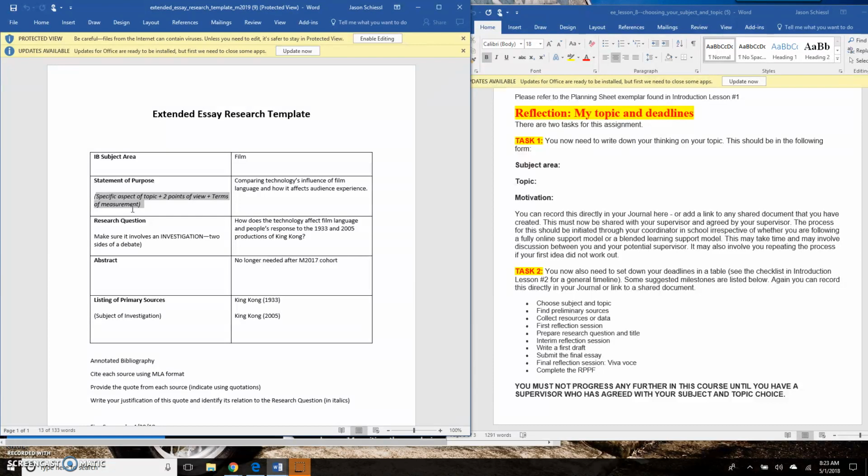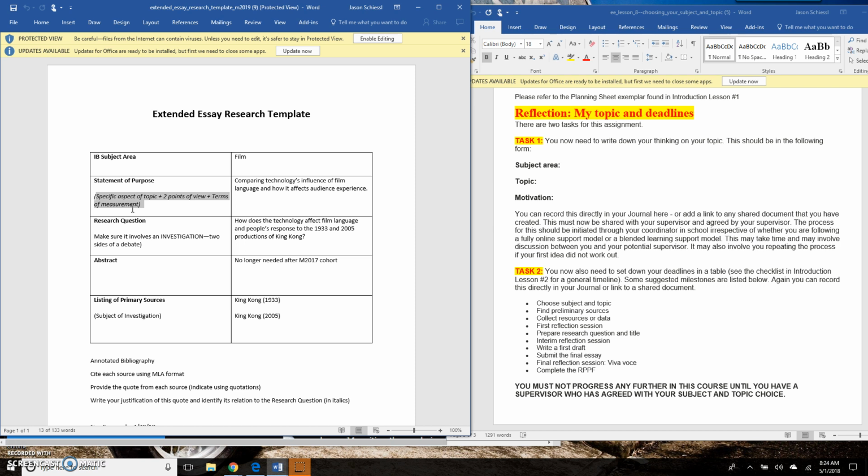If it's something general like I'm going to discuss the differences between Tim Burton's Edward Scissorhands and Sweeney Todd, great, well, we have 2 points of view. We have the two films. There's no aspect of topic because you're just comparing the two films. So because it's film, we need to check off that specific aspect of topic by selecting a film element.